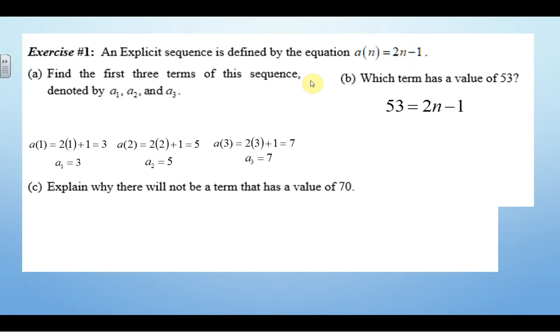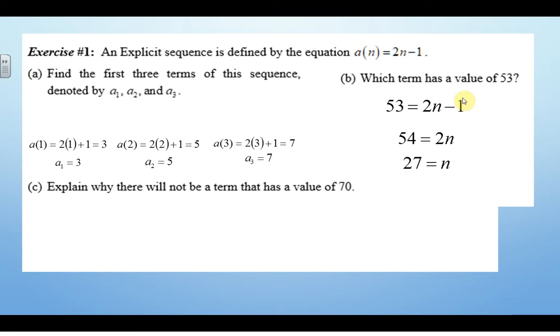Okay, so what term has a value of 53? So what number pops out 53? Well, that's where you're going to substitute it in for a sub n. Solve it. So the 27th term will give you 53. Look at that.